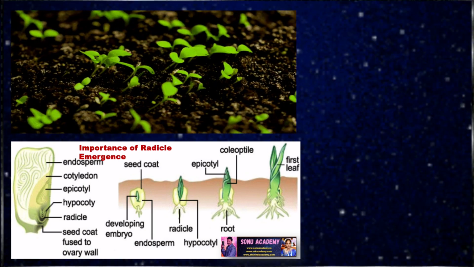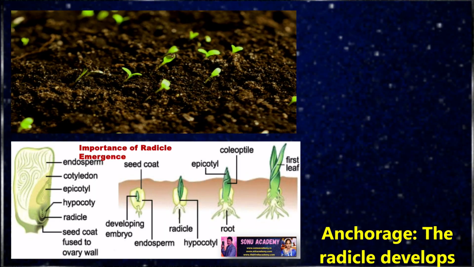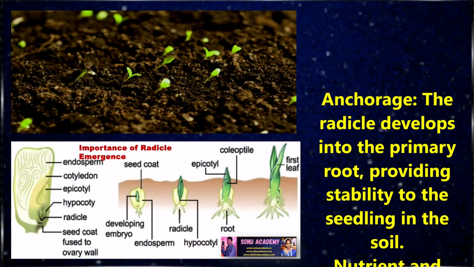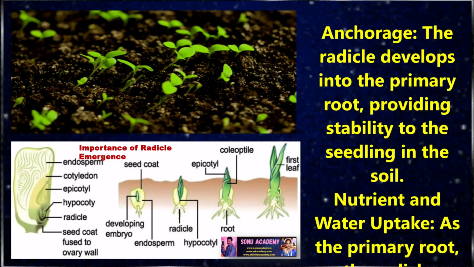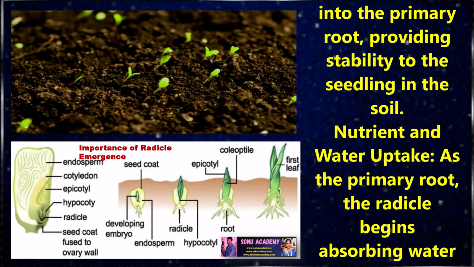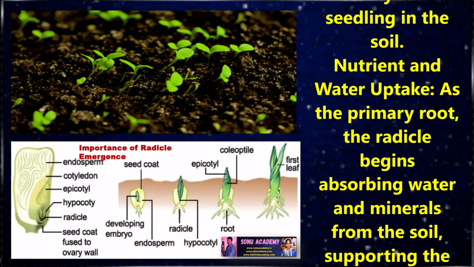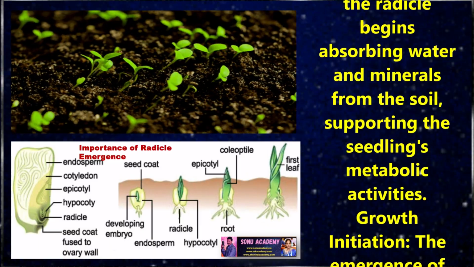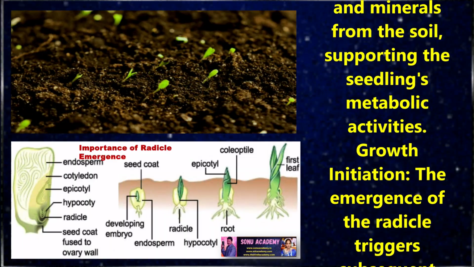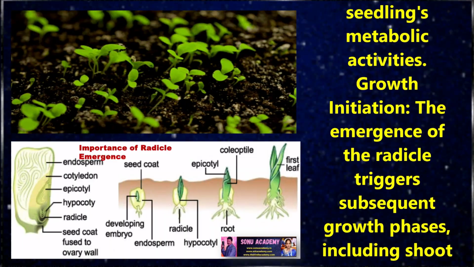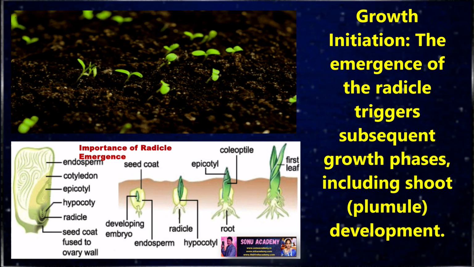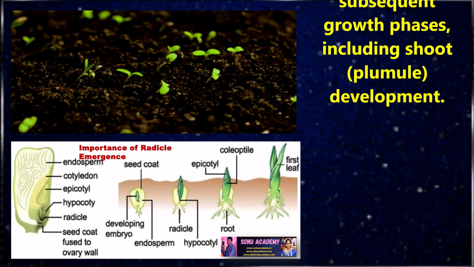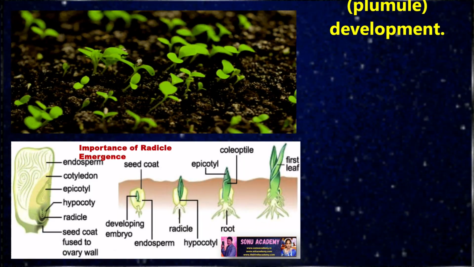for growth. Children, let us discuss the importance of radicle emergence. First one is anchorage. The radicle develops into the primary root, providing stability to the seedling in the soil. Second one is nutrient and water uptake. As the primary root, the radicle begins absorbing water and minerals from the soil, supporting the seedling's metabolic activity. Third one is growth initiation. The emergence of the radicle triggers subsequent growth phases, including root development.